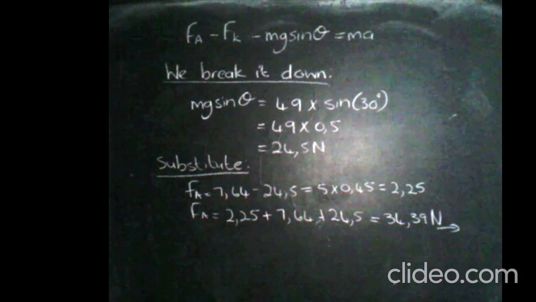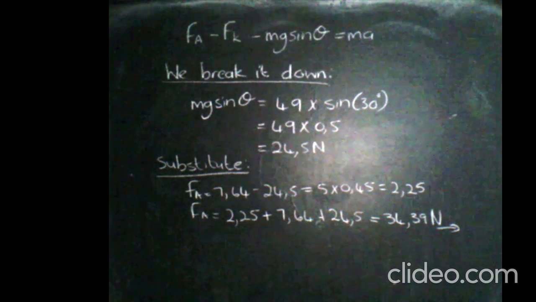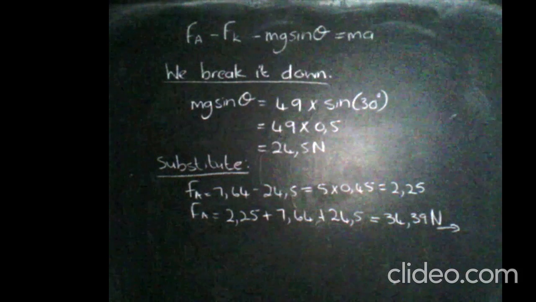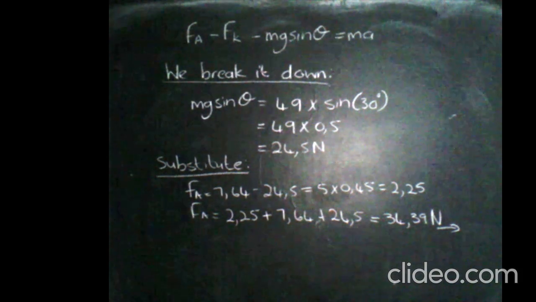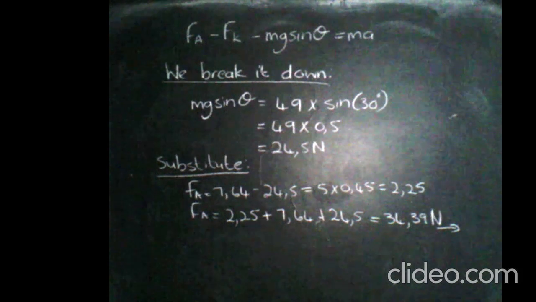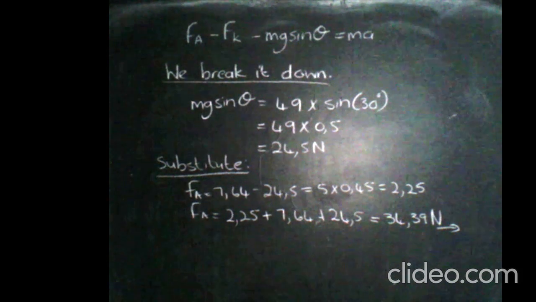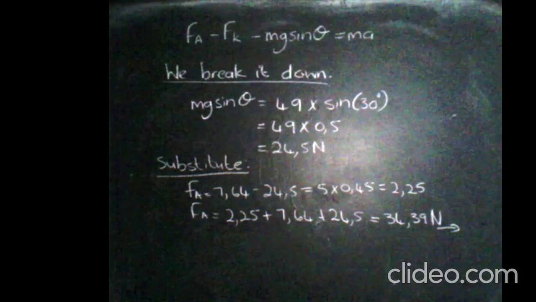Then, when we calculate all of that, we end up with 49 multiplied by sine 30 degrees, because they gave us the angle theta at 30 degrees. So now it's 49 multiplied by 0.5, and the answer for that calculation is 24.5 newtons.